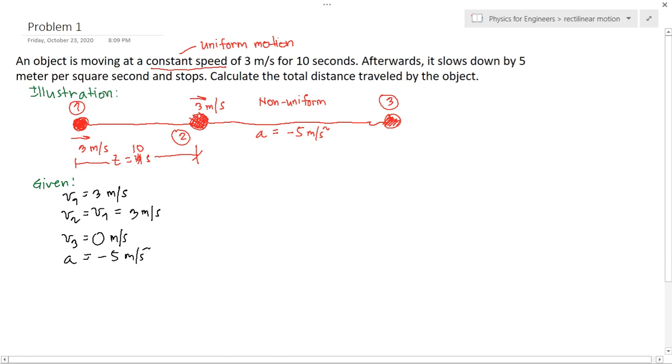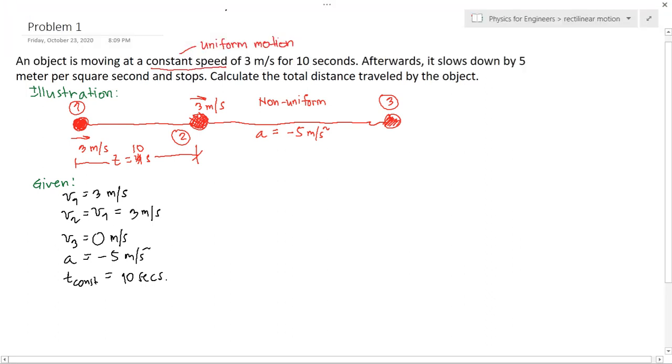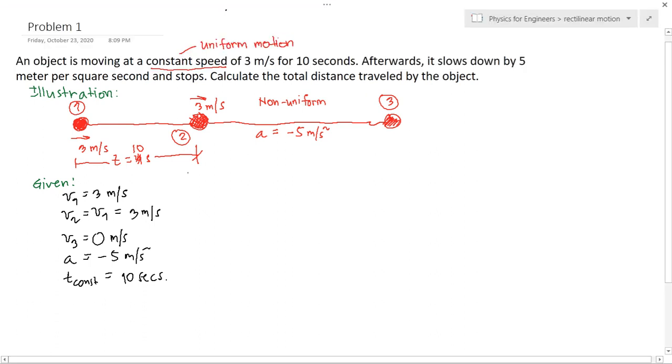So for this, okay, take note, we also have a time during the constant process, which is equal to 10 seconds. So for this, paano natin to i-ano? Kasi dyan sa second na part, we want to know, or okay, let's put the required. Ito pala yung susulatin natin para sa requirements.